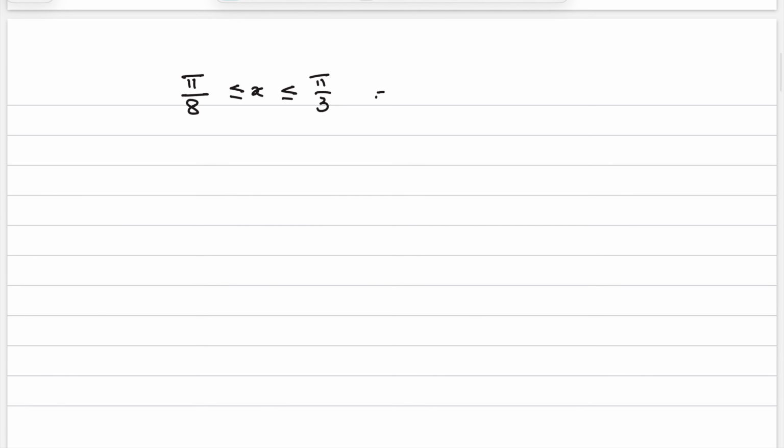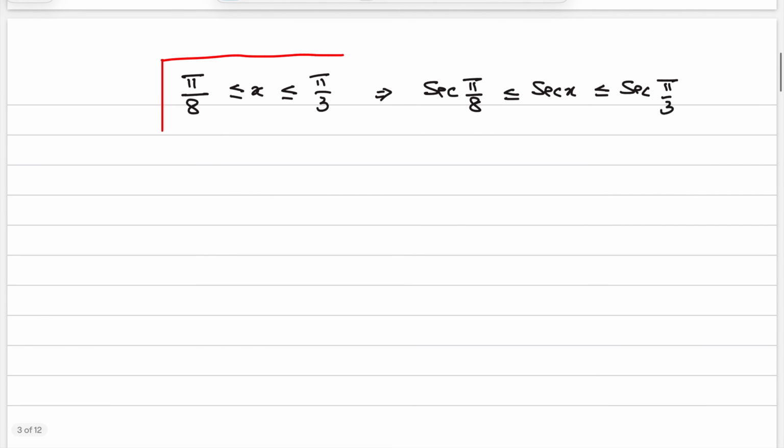From this, by taking secant values on all the sides, secant pi by 8 is less than or equal to secant x is less than or equal to secant pi by 3. This is a very important step, because of the monotonicity of the trigonometric functions.